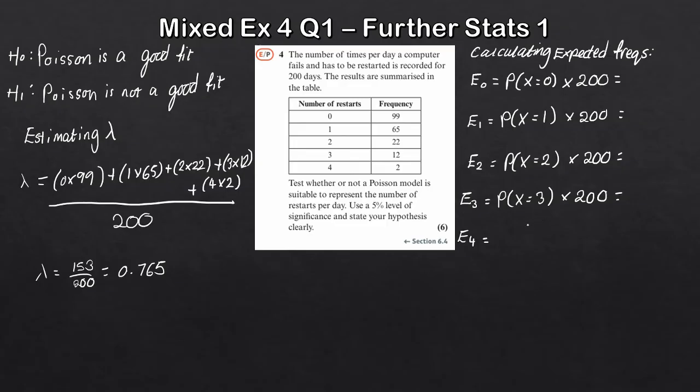This time it's going to be the total 200 minus, I should have actually put it as, sorry, so it should be i greater than or equal to 4 there. Okay, so it's going to be 200 minus my other expected values, so it's going to be E3 plus E2 plus E1 plus E0. Okay, so I've not made any other mistakes, so that's all okay.